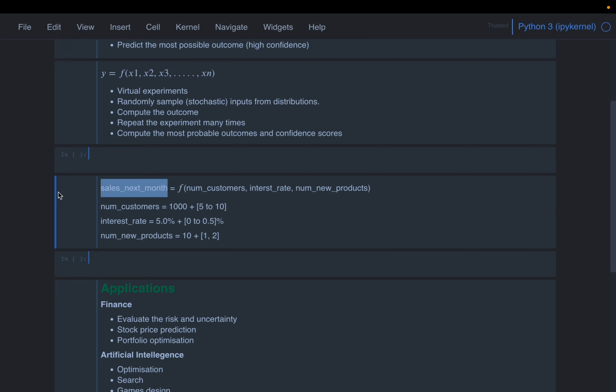But even then, the uncertainty comes because these three input variables themselves have some uncertainty in them. For example, let's take the number of customers. Let's say we currently have 1000 customers. Now every month we are going to have 5 to 10 customers increase. So next month we may have 1005 or 1006 or 1007 or even 1010. So our first variable, the number of customers, itself has a range. We don't have a single number. We have a range, or we have a known probability distribution based on the historical data.